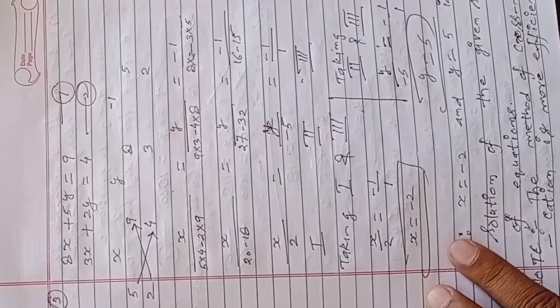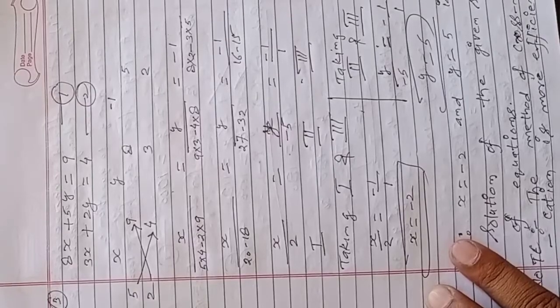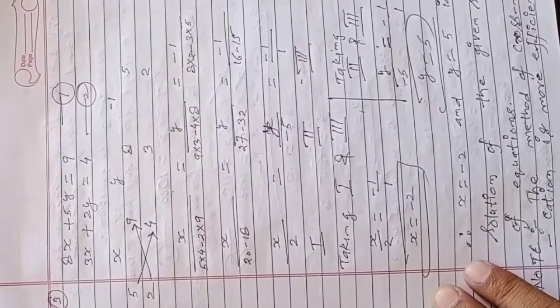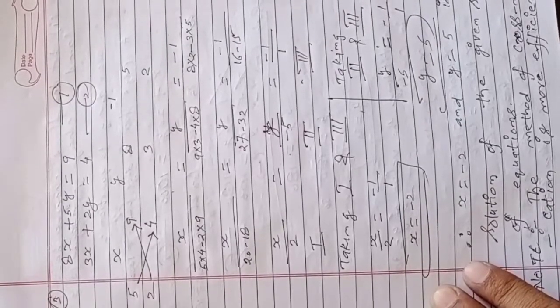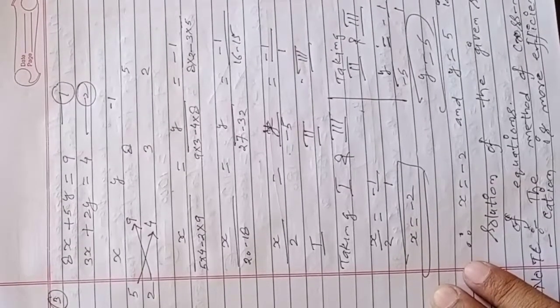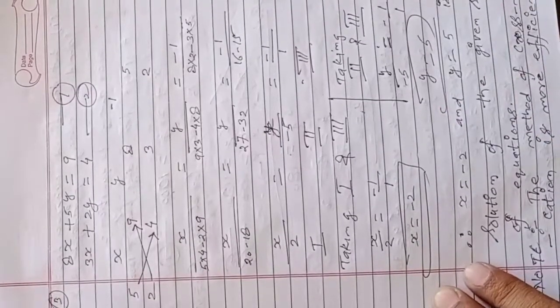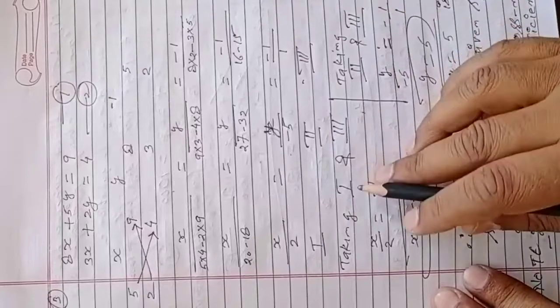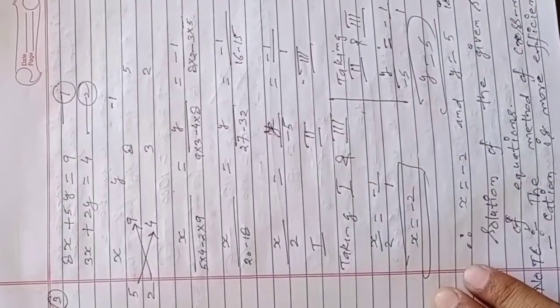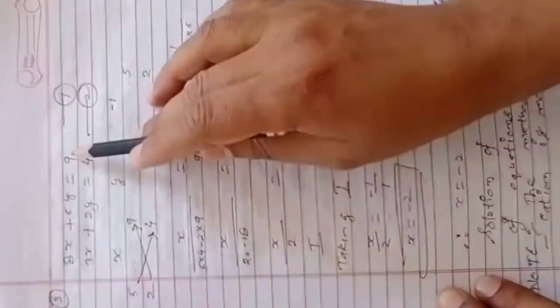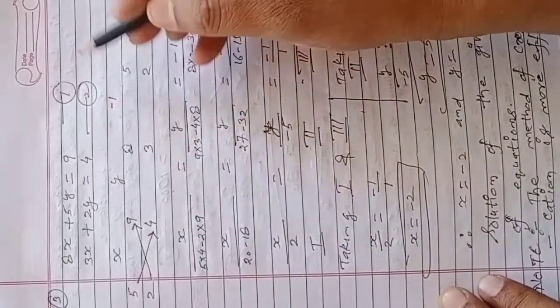Question number 3. Now question number 3 we are solving. What is the question? We are following the NCERT book, so you can read the question from NCERT. Solve the following pair of linear equations by the substitution method and cross multiplication method. We have discussed the substitution method earlier, so we are doing it with the cross multiplication method. So these are the equations: 8x plus 5y is equal to 9, 3x plus 2y is equal to 4.